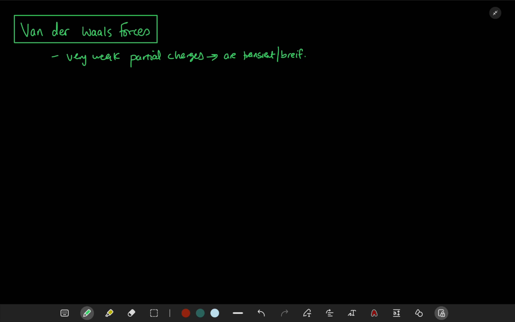So let's look at an example, right? Let's look at two bromine molecules. So we have one bromine molecule, and we'll draw the other one later. Okay, so there's electrons here, right? And the bonding pair of electrons.